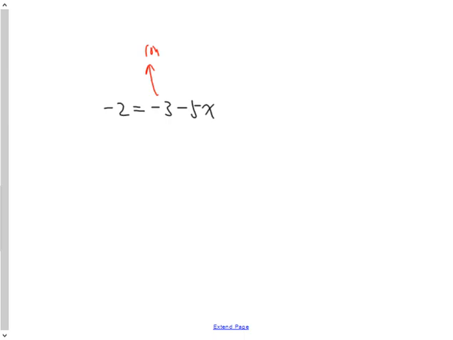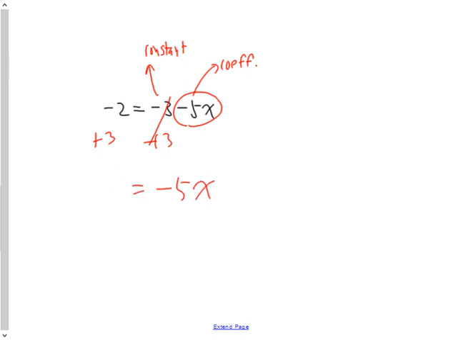Constant, coefficient. First thing I can do is get rid of the constant by adding 3 to both sides. And now we have this. So remember, it's not 5x, it's -5x. Equals 1. Because a -2 and a +3 combine to make 1.